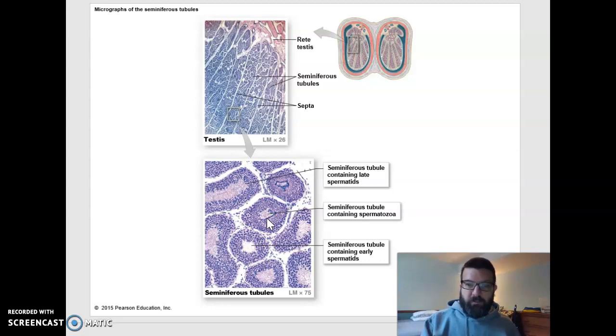Now you also have cells in between here, which are called interstitial cells. And while the seminiferous tubules are in charge of making sperm, the interstitial cells are what make testosterone, which is a pretty important function of testes as well.